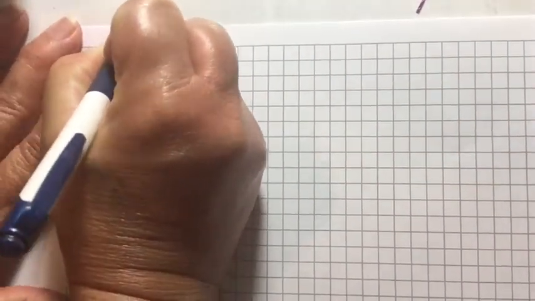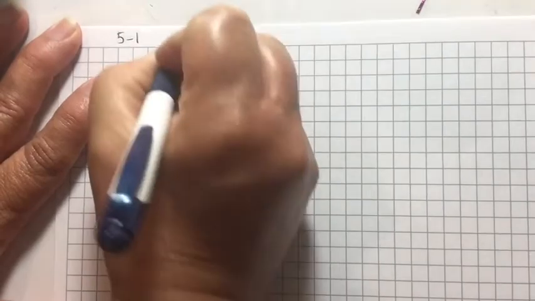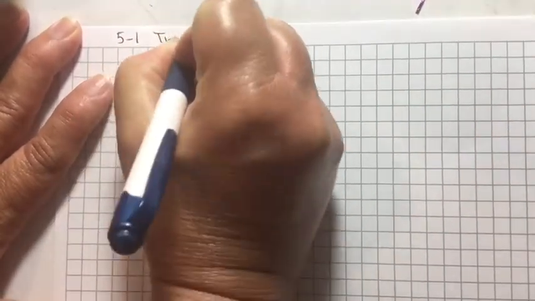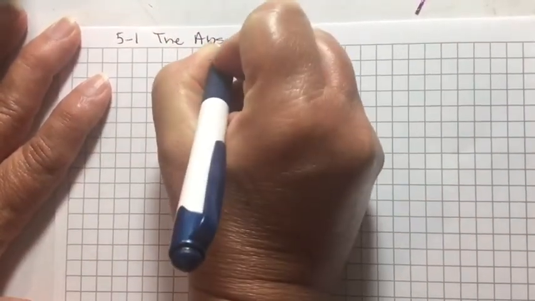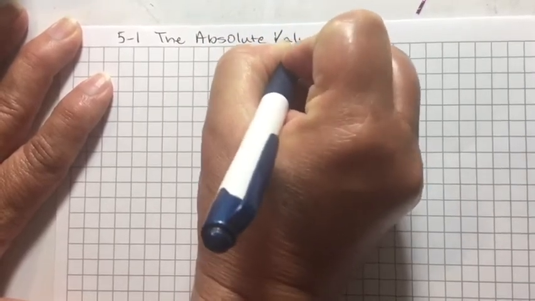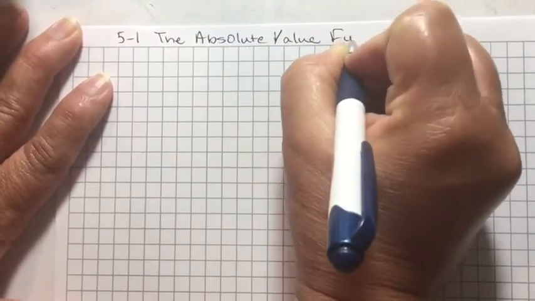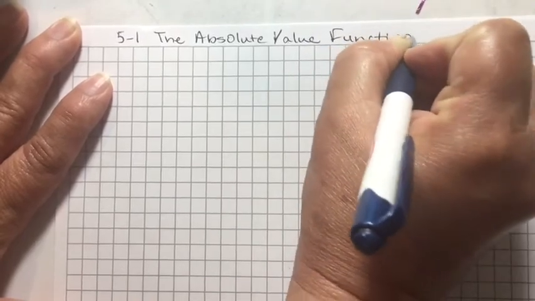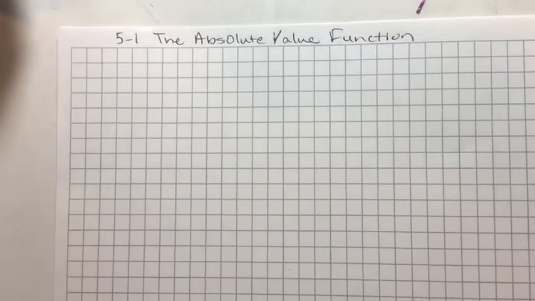All right, so we've talked about absolute value before. Topic 5-1 is learning all about the equation that goes with absolute value. We're going to title it the absolute value function. You're doing a good job keeping your notes and your assignments together, I hope. All right, so we're just going to do 3 or 4 examples today to get through this.